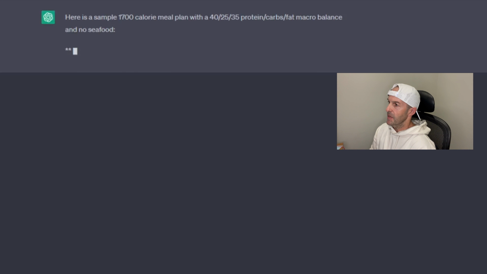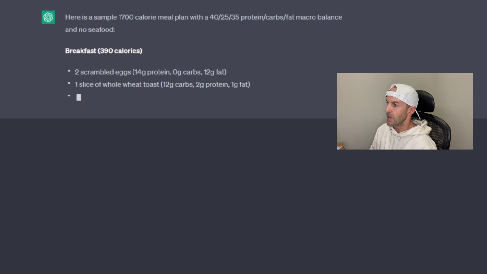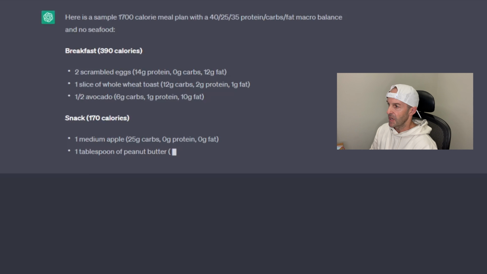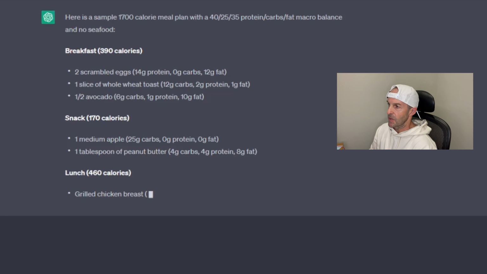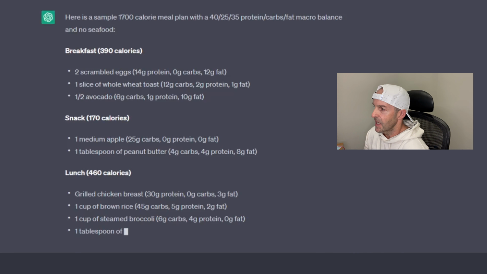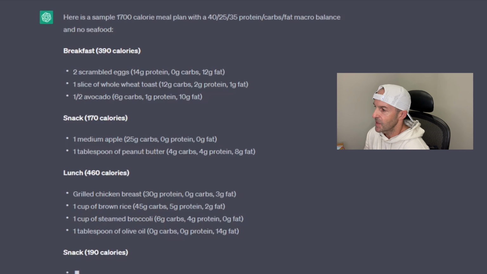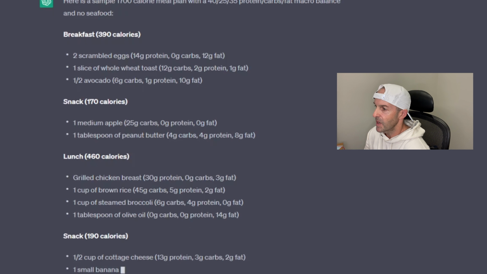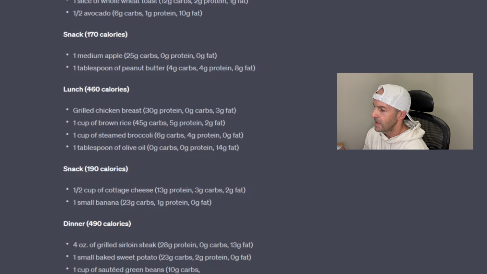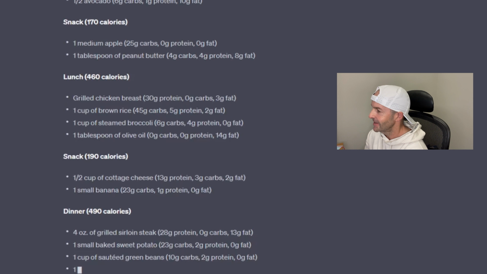Okay, so here's a sample 1,700 calorie plan with a 40, 25, 35 protein. So it's suggesting that it is going to give me what I've asked for. It's looking good on the surface. Breakfast is 390 calories, a snack at 170, lunch at 460, another snack in the afternoon at 190, and dinner at 490. We'll see what it's come to when it finishes.